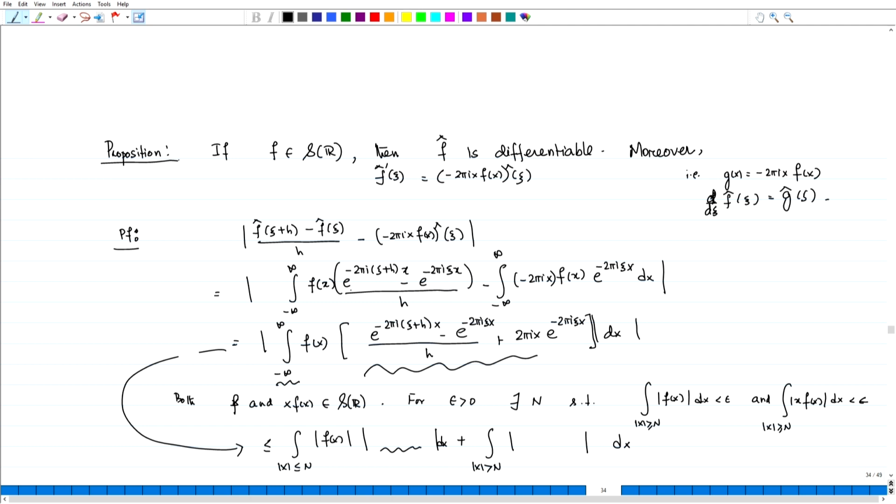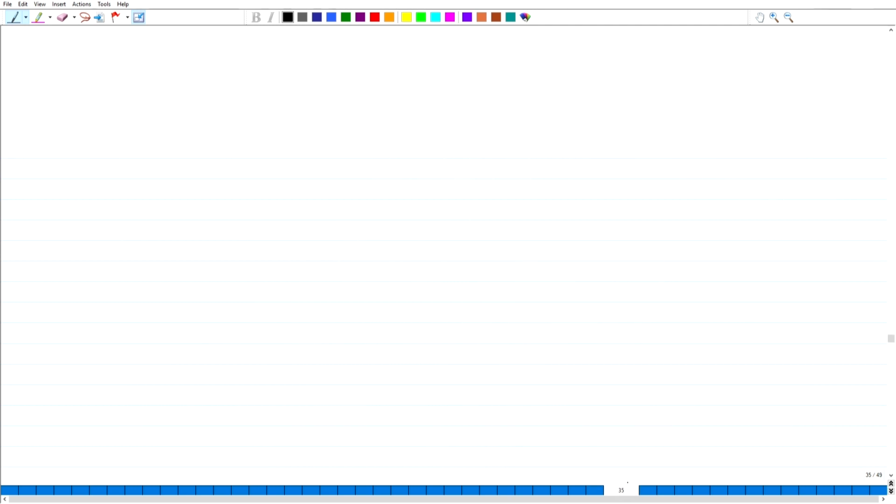Now, one can see that in the finite interval case, mod x less or equal to N, there will exist a delta such that, so let us call this I 1 plus I 2. Now, for mod h less than delta, in I 1, I can find a delta such that this quotient plus 2 pi i x e to the power 2 pi i xi x is less than epsilon by N.